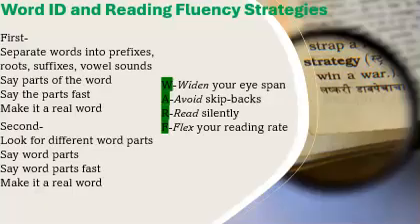WARF: widen your eye span, avoid skipbacks, read silently, and flex your reading rate. It helps students who are reading at third grade level or higher, but need to increase or adjust their reading speed depending on reading purposes. WARF allows for focus on word meaning rather than word ID. And students are taught to skip articles, the and a, for example, and auxiliary words, such as is and are, to focus on meaningful words.